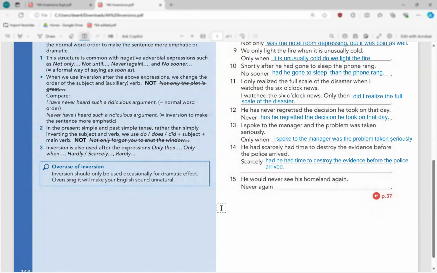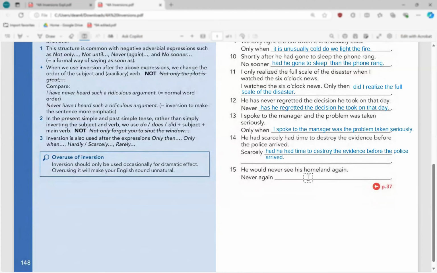Now 15: he would never see his homeland again. Never again. So here the auxiliary is would. So would he see? Inversion. Never again would he see his homeland. That's it.